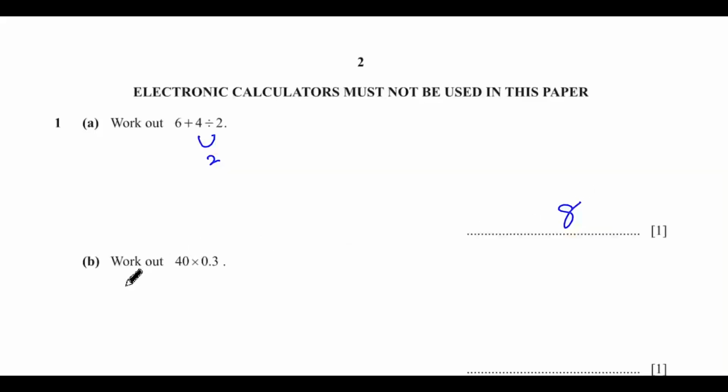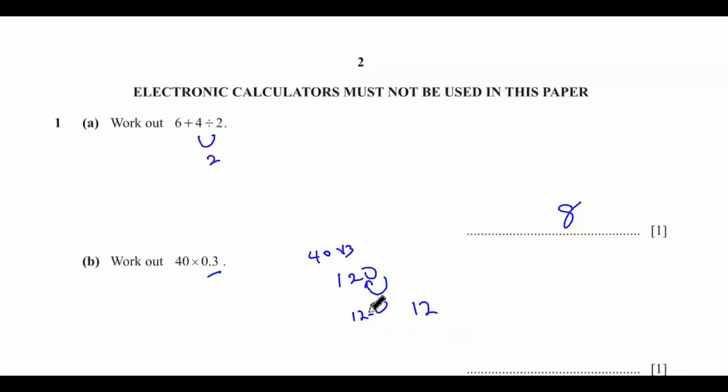Then part B, work out 40 times 0.3. Don't forget that calculator is not allowed in this paper. So you can firstly multiply 40 by 3. That will be 120. Then we have one decimal place in the question, that is only this. Then you start from here and count 1 like this. So this will be 12.0, which is the same as 12.